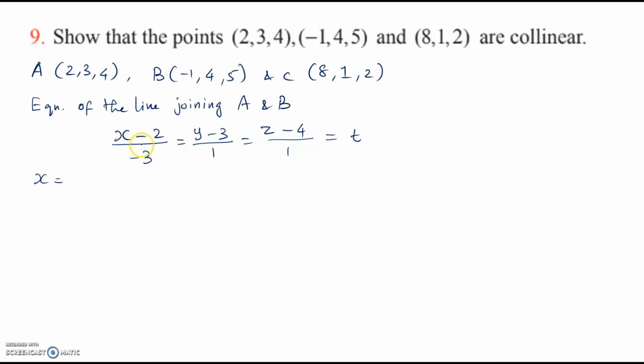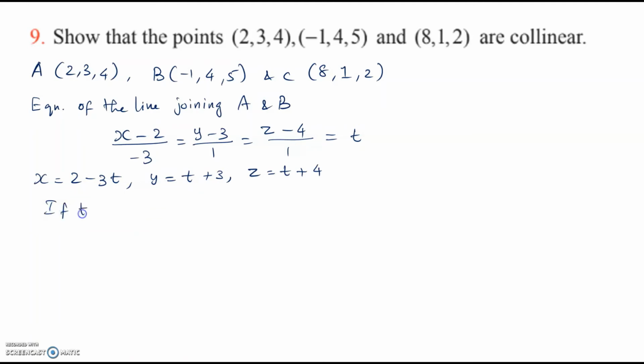then our x value would be x is equal to minus 3t plus 2. So it will be 2 minus 3t. And our y value would be y is equal to t plus 3. And our z will be equal to t plus 4. Now if you observe the 8, 1 and 2, and if we replace t with the value minus 2, then let's see what happens.